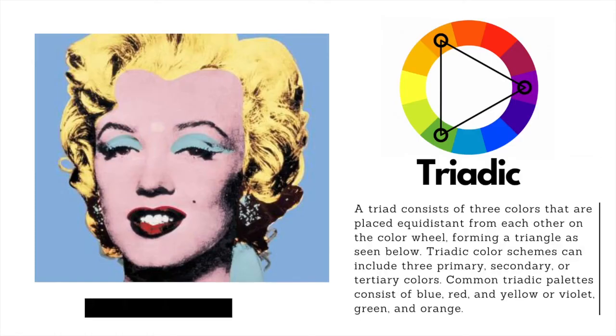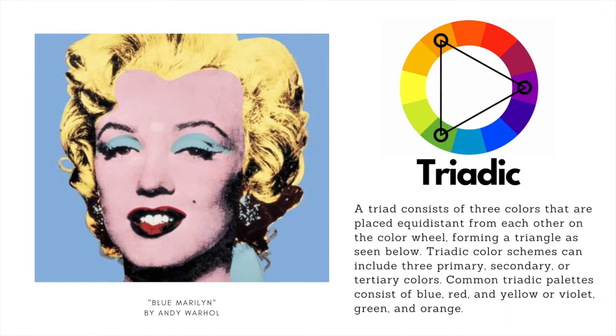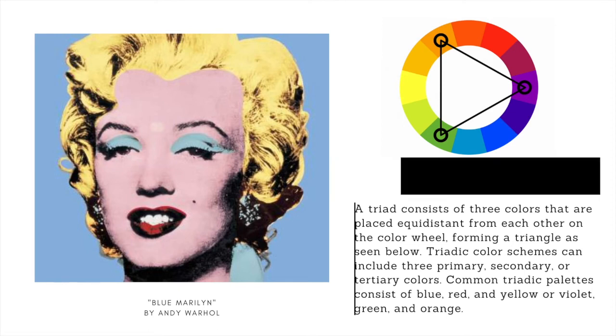And the last color scheme that we will be talking about is the triadic color scheme. A triad consists of 3 colors that are placed equidistant from each other on the color wheel, forming a triangle. Triadic color schemes can include 3 primary, secondary, or tertiary colors. Common triadic palettes consist of blue, red, and yellow, or violet, green, and orange. And most triadic palettes are vibrant and can be difficult to balance.